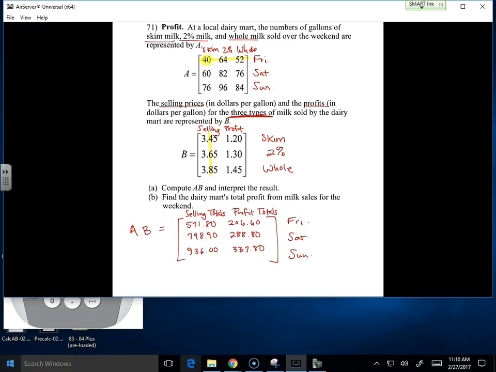Because you're taking the skim selling plus the 2% selling plus the whole selling. And what are we doing for this first one? Adding them all together. So we're figuring out the selling profits for Friday, and then the selling totals from Friday and the profit totals from Friday from all of the milks added together. Does that make sense? What's another way of looking at it?